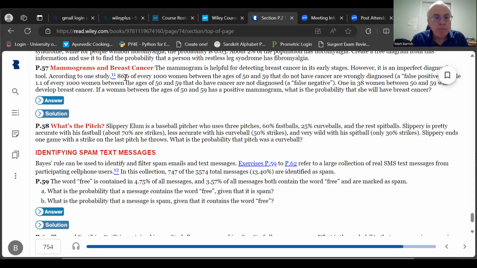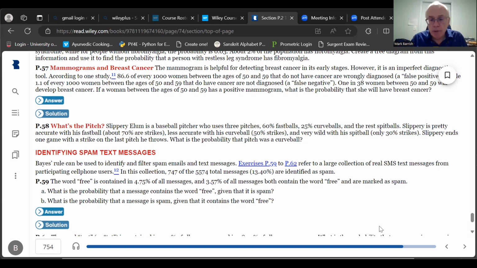Now, when they say 86.6 out of every 1,000, you simply divide that. You just move your decimal point to the left by 3 decimal places. That would be 0.0866. When they say 1.1 out of every 1,000 women, that means you take 1.1 and move the decimal point 3 to the left, 0.0011. And then 1 out of 38, you simply divide those two numbers, and I would round it to 3 or 4 decimal places, probably 4 decimal places. And that would give me the numbers that you can use for your tree diagram. So what are they asking for here? They say, what's the probability that the person will have breast cancer if they have a positive mammogram?